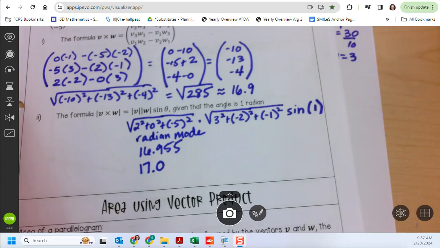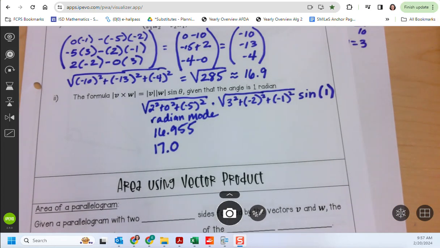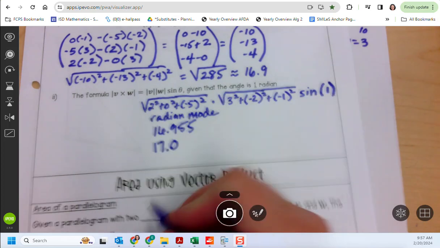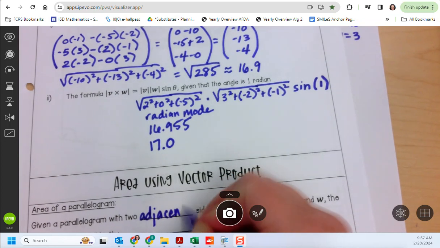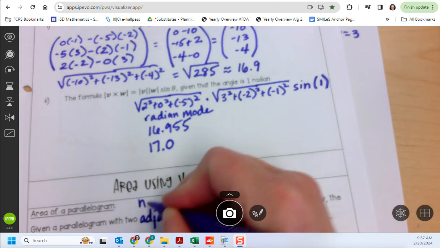The area of a parallelogram is pretty easy because the operation that we're going to do when you have two vectors is something that we just did, which is vector multiplication. So given a parallelogram with two adjacent sides, what's another word for adjacent? Or another phrase for adjacent? If two things are adjacent, they are what? Next to. They're next to each other, okay? So adjacent means next to each other.